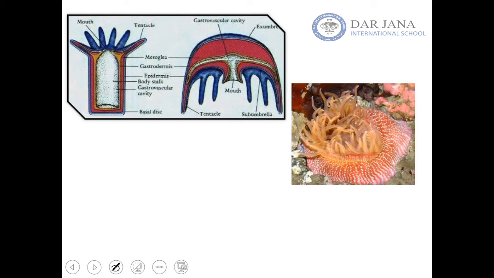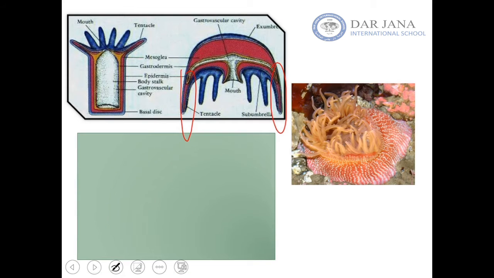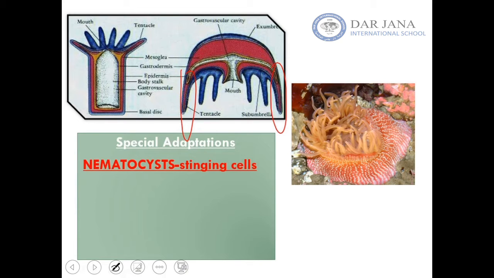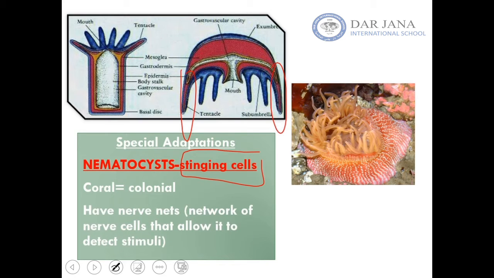Now here you can see they showed us the tentacles that they use for capturing food and defense. They have special adaptations, as we said, the nematocysts. Another thing we should know about it is that it's a stinging cell. They use it for defense. Corals live as a colony, and they have nerve nets, which is a network of nerve cells that allow them to detect stimuli.